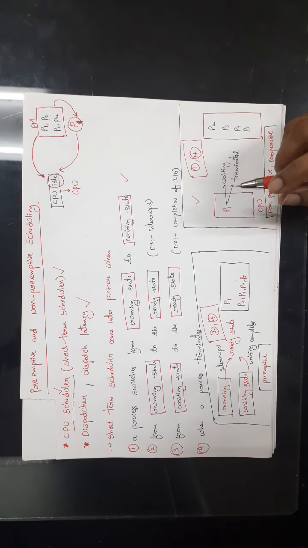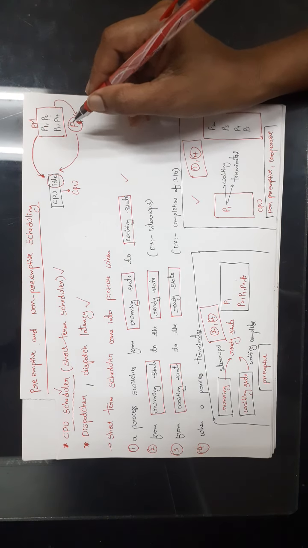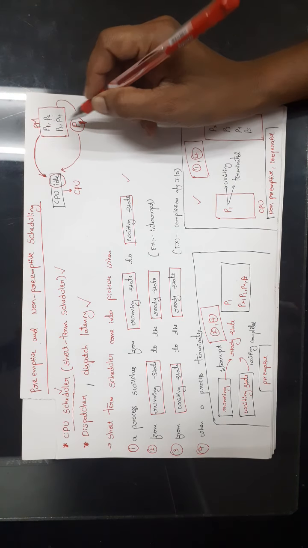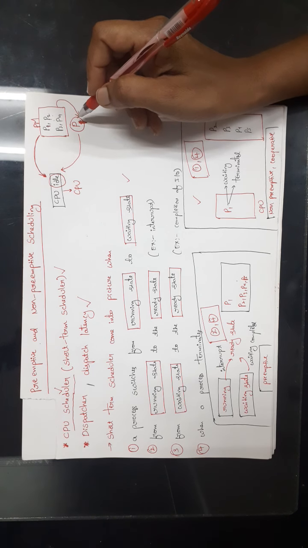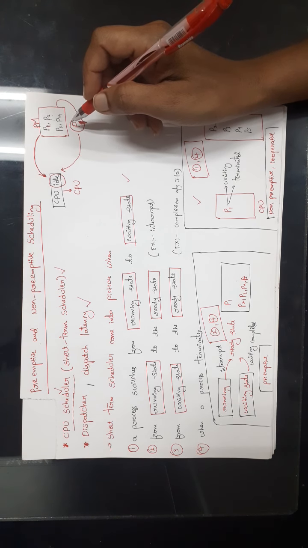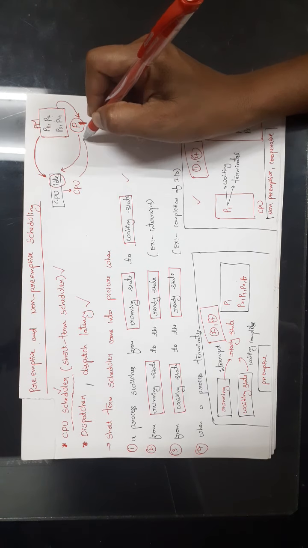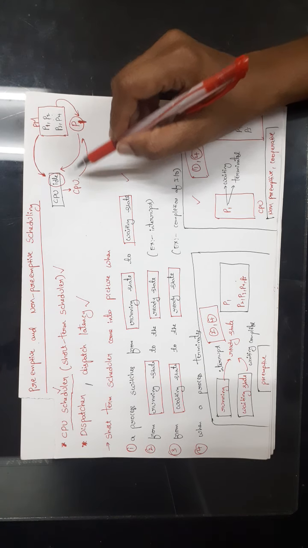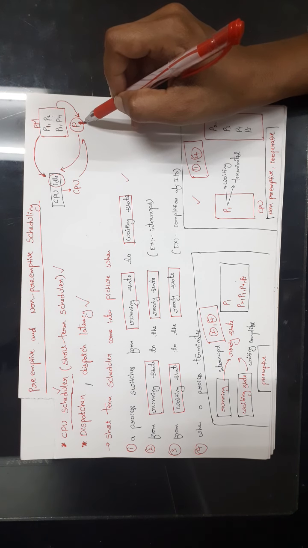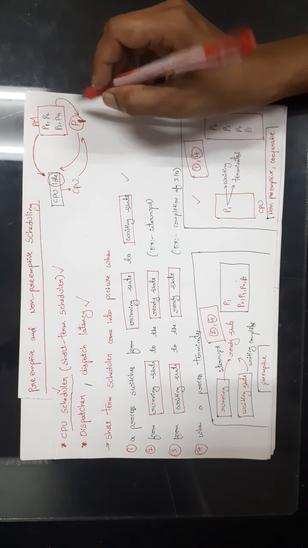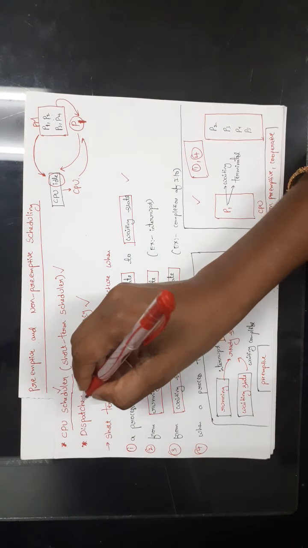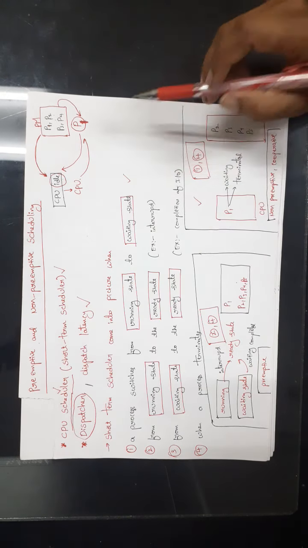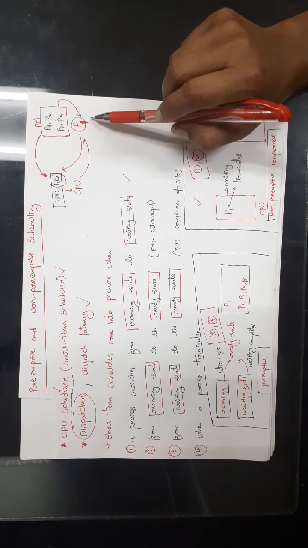What is the dispatcher? Let us assume that the CPU scheduler has chosen P1 among all these processes. Now what will the dispatcher do? The dispatcher will assign the CPU to this process. The CPU is actually given to process P1 by the dispatcher. The job of the dispatcher is to assign the CPU to the particular process.